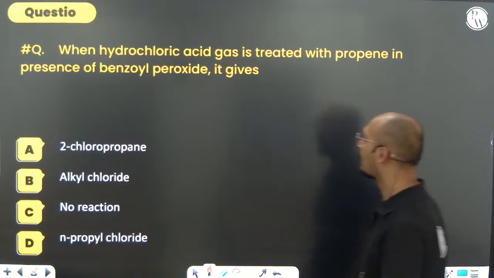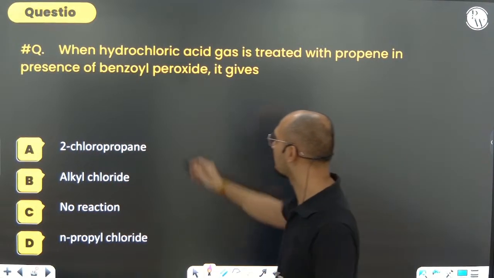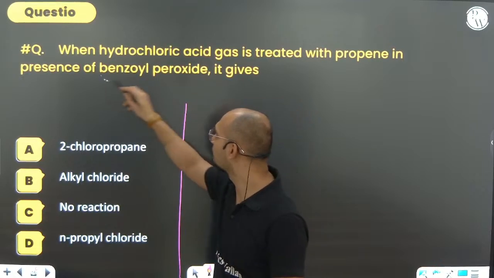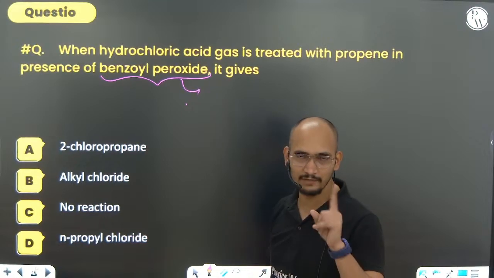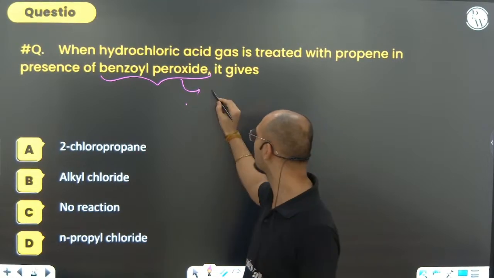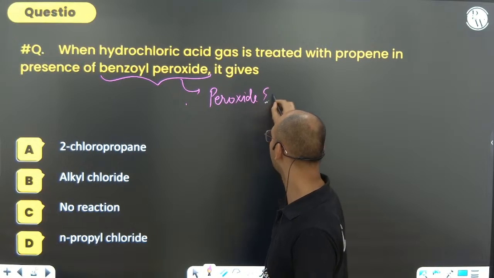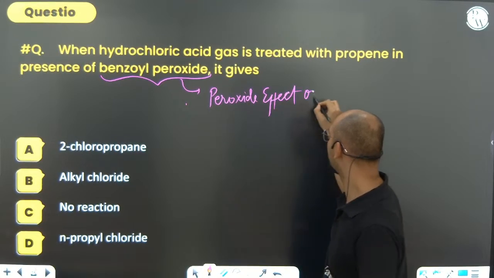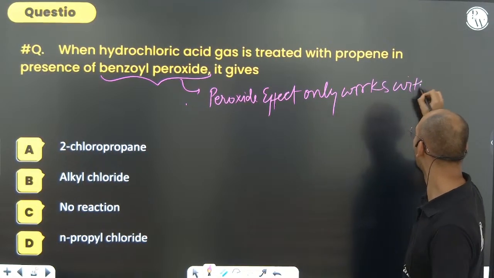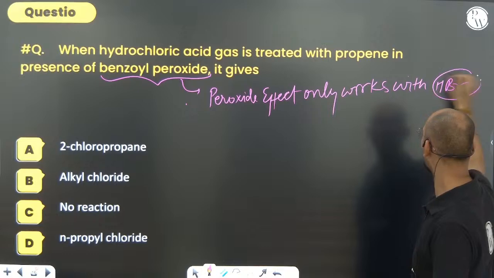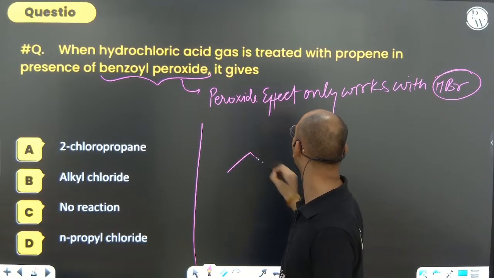Next, when hydrochloric acid gas is treated with propene in the presence of benzoyl peroxide. Benzoyl peroxide means it wants to tell you about the peroxide effect. But does the peroxide effect work on HCl? No. Peroxide effect only works with HBr, not with HCl.